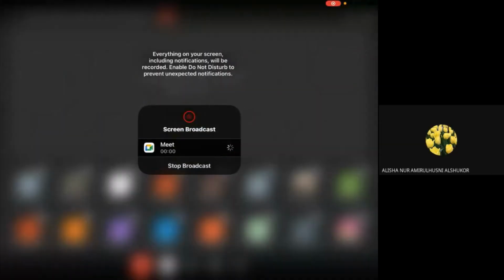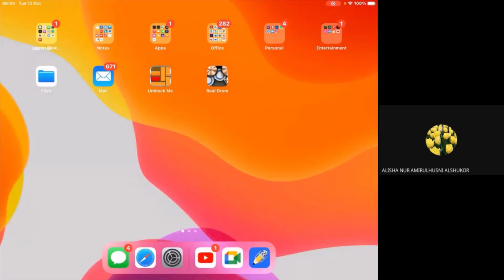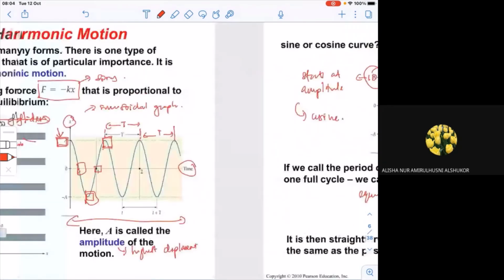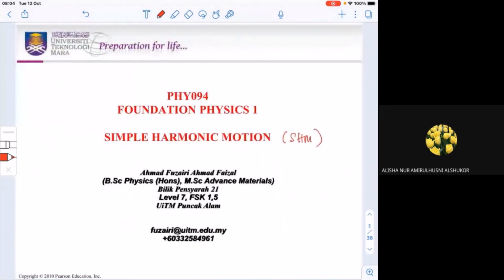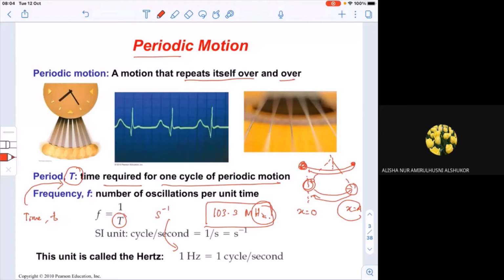Okay, so let me share the slide of what we have learned before this. Right, so this should be the topic, which is the simple harmonic motion, SHM. Okay, we have already learned about periodic motion, a motion that repeats itself over and over again.